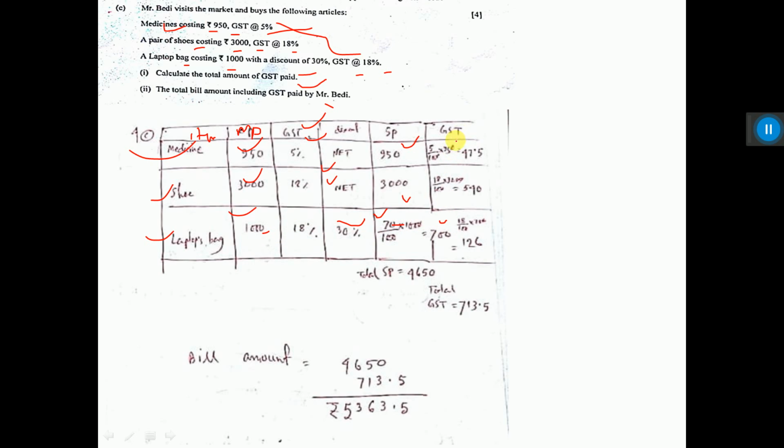Now calculate GST. 5% means 5 by 100 into this. 18% means 18 by 100 into this. And 18% GST means 18 by 100 into this. If you add these, you will get the total GST. So this is one answer. And the amount of the bill will be the total SP plus the total GST. Then it will be the amount of the bill.